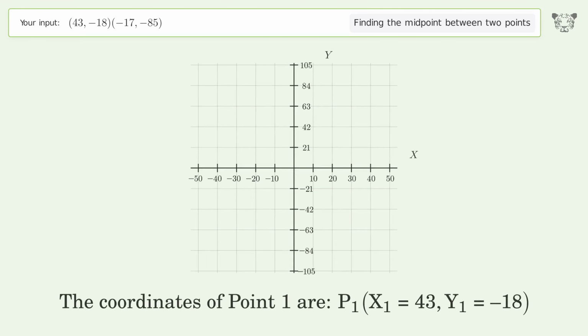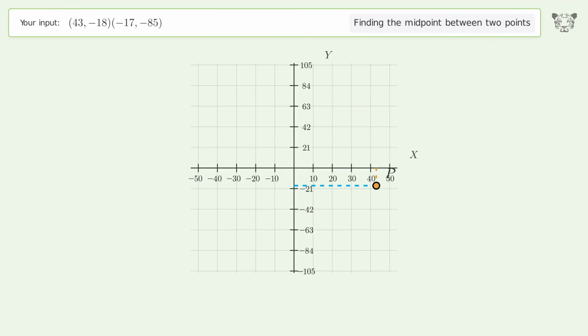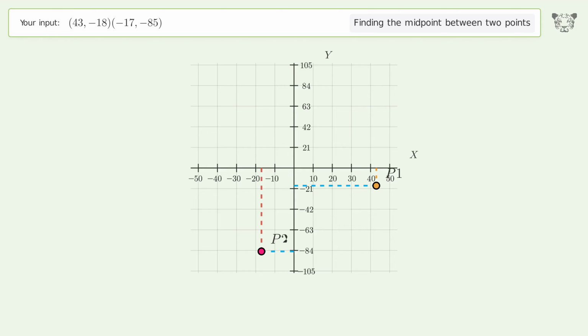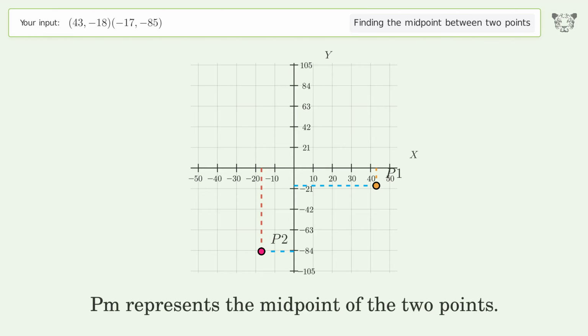The coordinates of point 1 are, x1 equals 43, y1 equals negative 18. The coordinates of point 2 are, x2 equals negative 17, y2 equals negative 85. PM represents the midpoint of the 2 points.